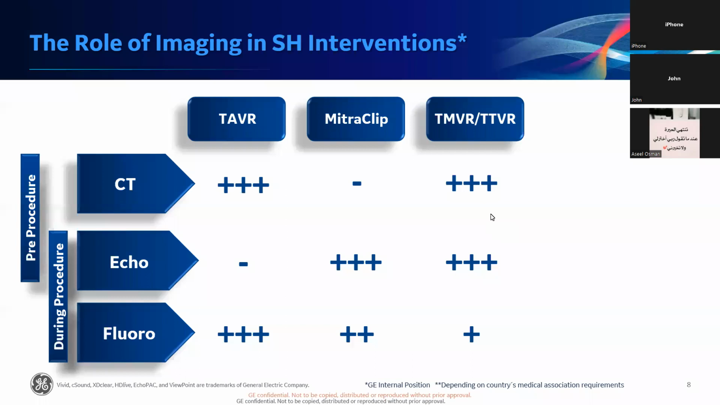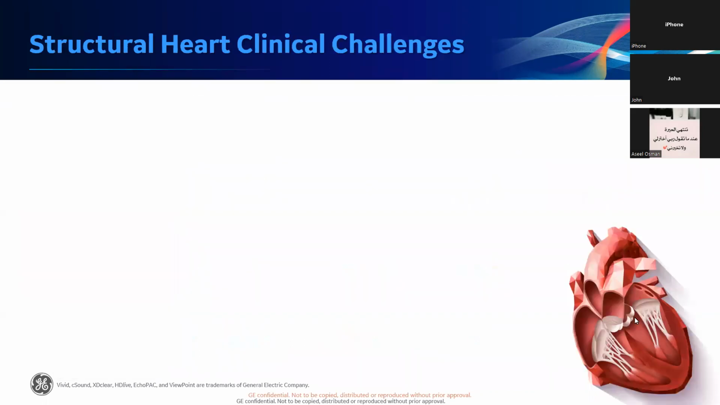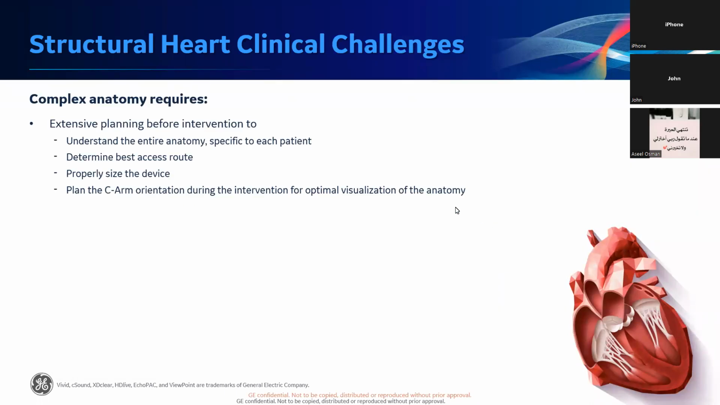Fluoro is also not the optimal tool for annular repair planning. Of course, CT is the ideal in terms of detailed anatomical resolution. Echo is ideal for guidance during the procedure. Fluoro does not help much in that aspect. For LA appendage, CT can be a great tool, but echo is an ideal tool, and likewise fluoro, as you can see, and there are different procedures as well that are out there in the market.